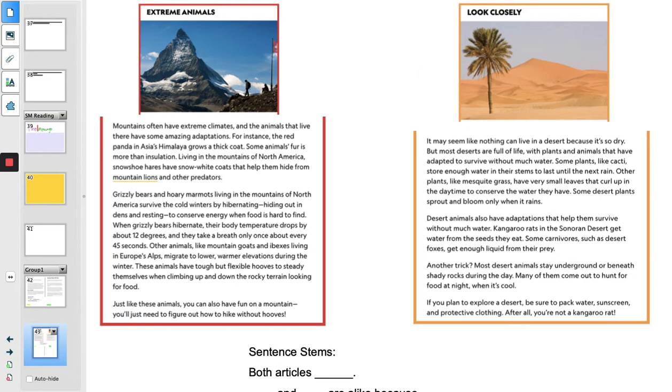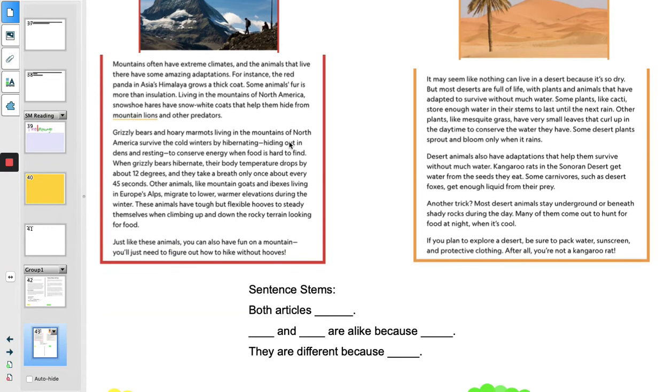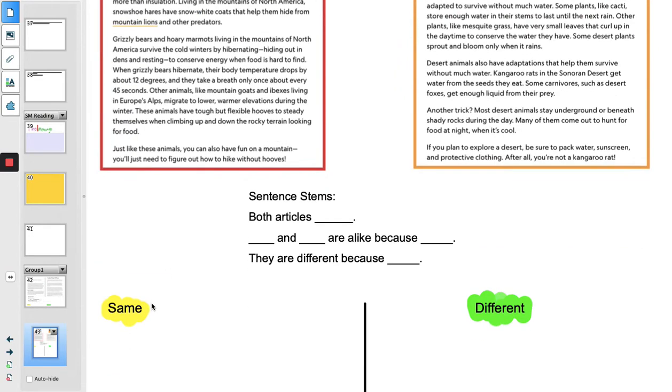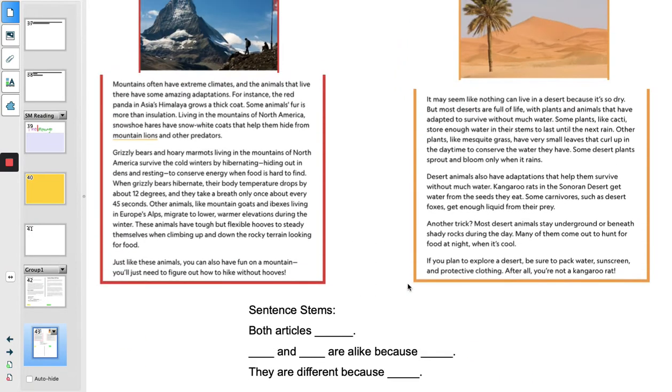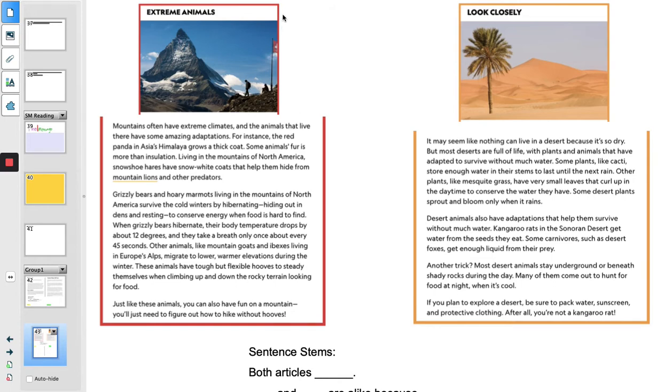So now I've read both of my articles, and I want to think about what is my main idea for both of them, because that's going to help me start thinking, okay, are these articles more the same? Are they more different? How are they the same? How are they different? So I'm going to make my font a little bit smaller. For my Extreme Animals article, it is mostly about, I'm going to write what my main idea is.